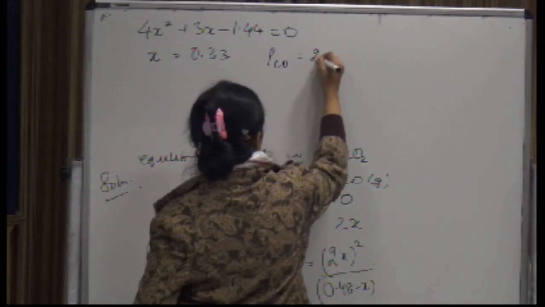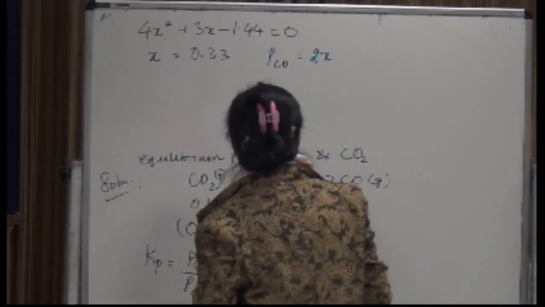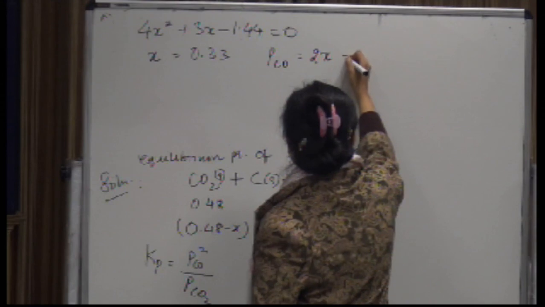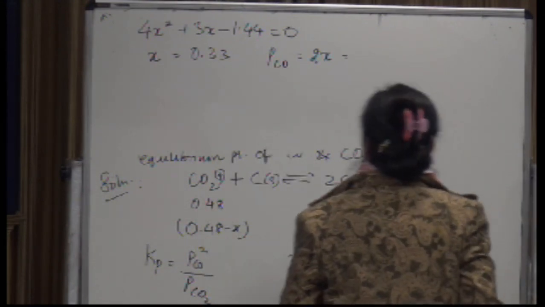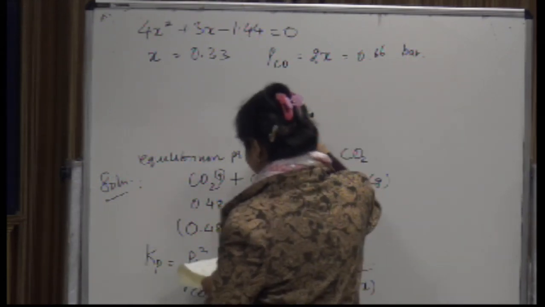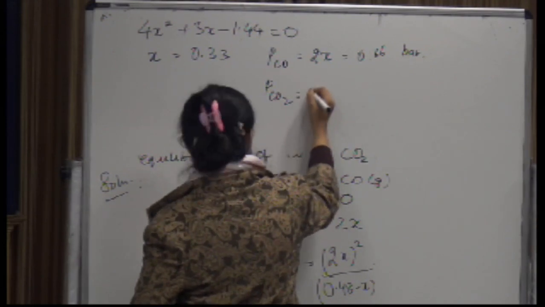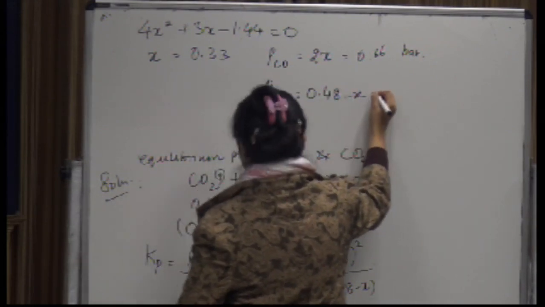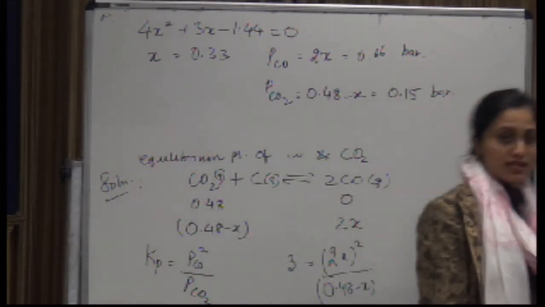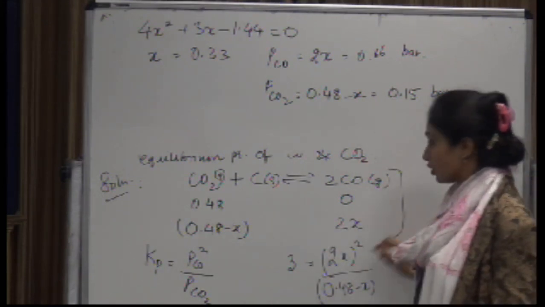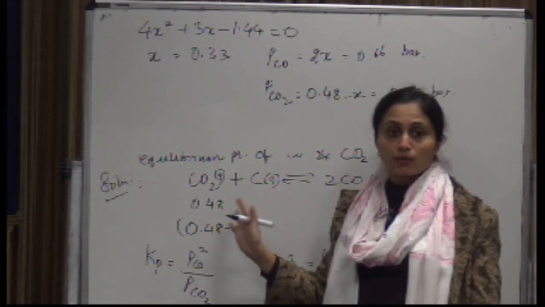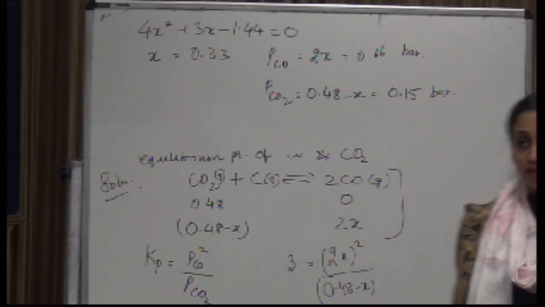And then the pressure of CO will be equal to 2 into x. You can easily do that. That will be equal to 0.66 bars, and then pressure of carbon dioxide can also be easily found, that will be 0.48 minus x, that is equal to 0.15 bar. Okay, I hope this question is absolutely clear, because if you are able to understand this particular thing, then you can solve questions of this type. And also remember that given that your solid or liquid is in the pure state, you can always omit it out in the final expression.